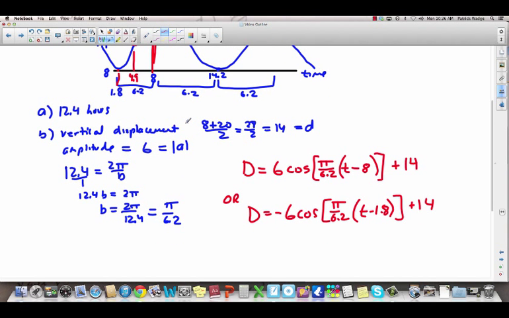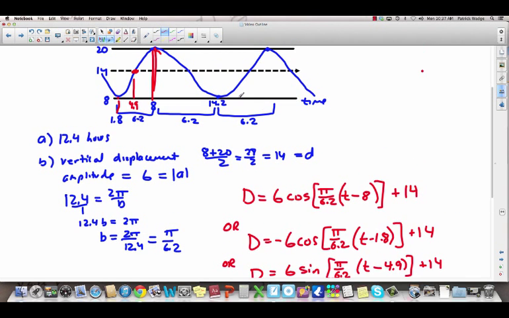So why don't I just write it down here? I believe this is the one that was in the textbook answer. From the textbook I got it. I don't like it as much, but that's a positive sine graph, so it'd be 6 sine pi over 6.2 (t minus 4.9) this time. It's 4.9 away from 0. Plus 14. Okay? Hopefully you're getting the idea how there's a whole bunch of different equations that describe the same thing. You just have to figure out which part am I going to start my equation from.